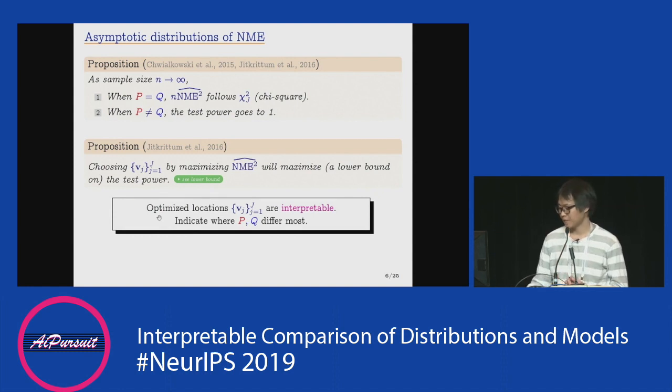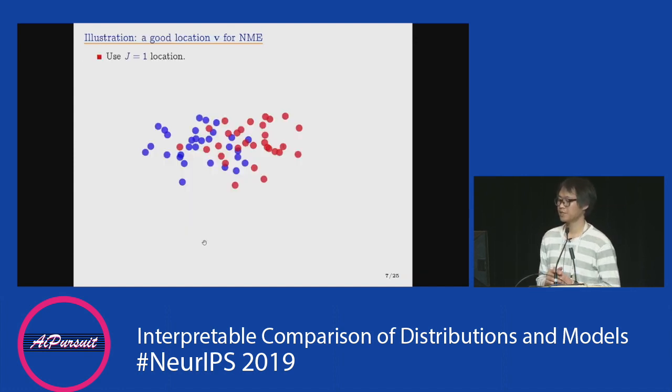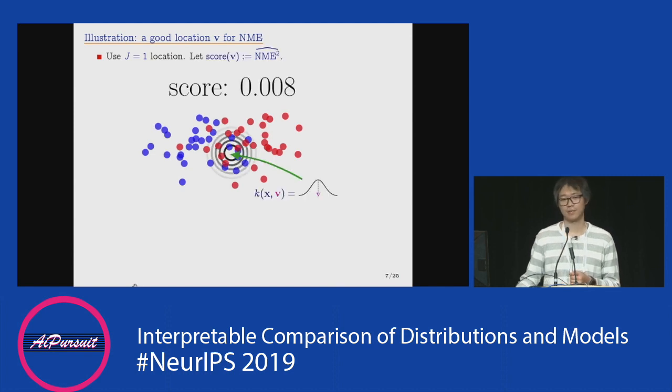So let me show you one example. Let's just consider this toy 2D example. Here, let's consider just one location, so J is 1, and the score here is just the test statistic NME as a function of V, the test location. Remember the test location lives in the same domain, which is 2D space in this case. So here I can use this score function to evaluate the score at any location of my choice.